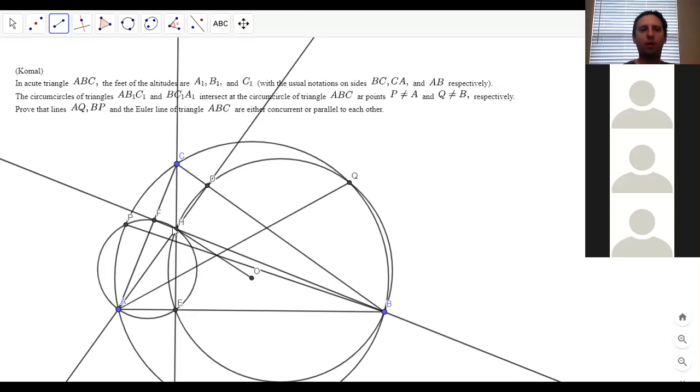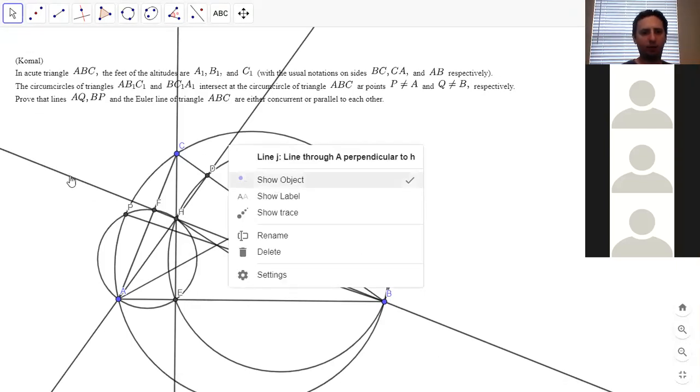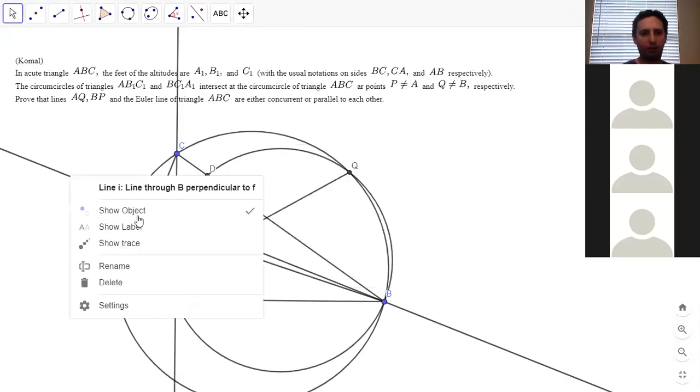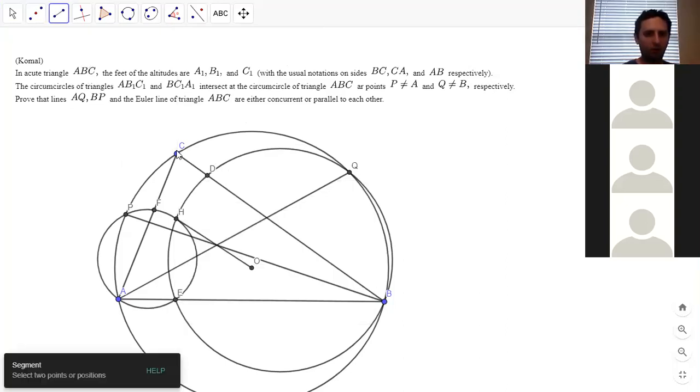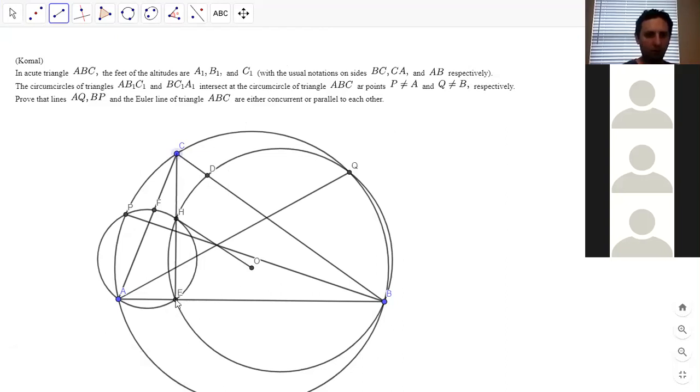Oh, Komal. Yeah, Komal's a Hungarian magazine. And yeah, it has all different types of problems. So let me rename these A1, B1, and C1 just to match the problem.